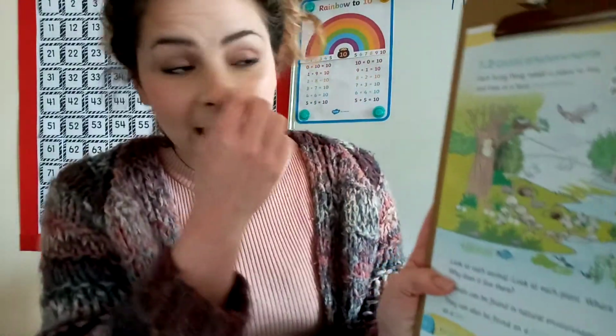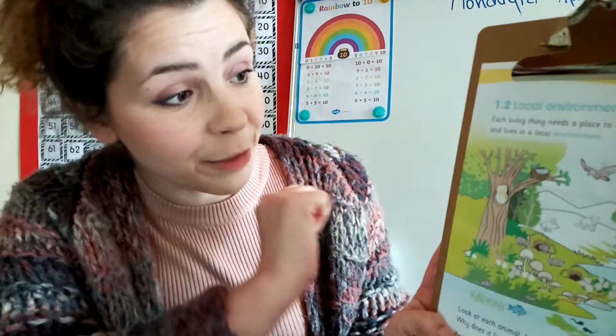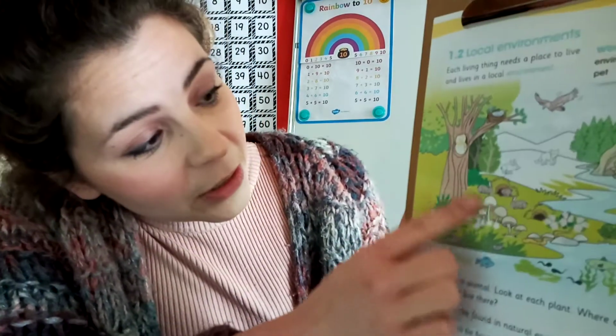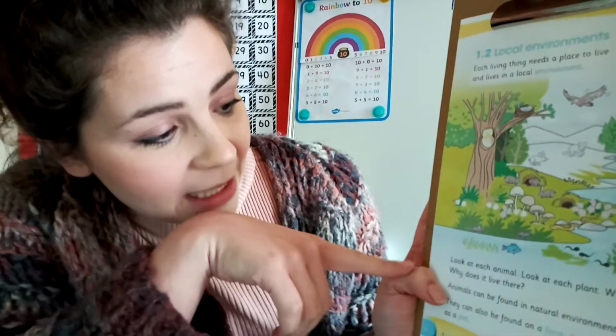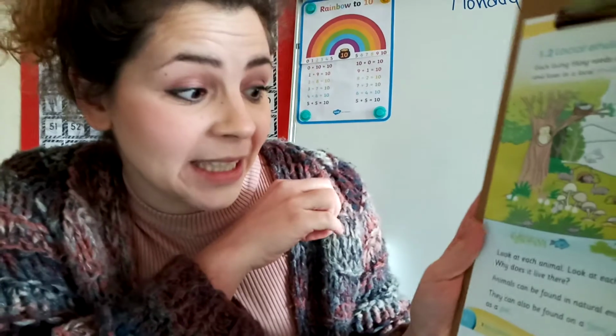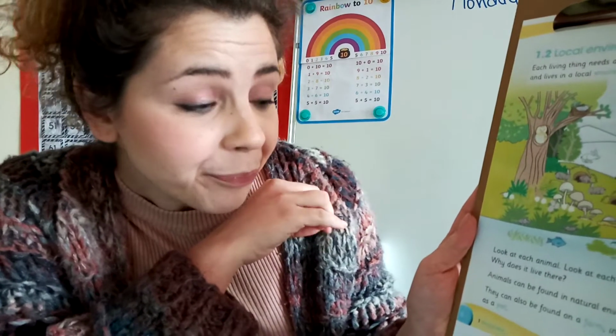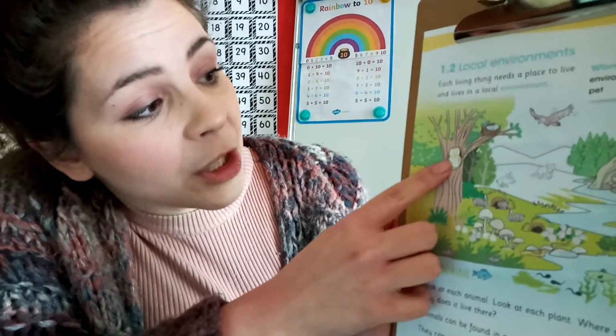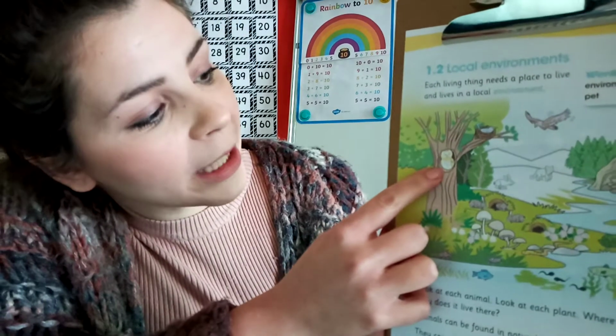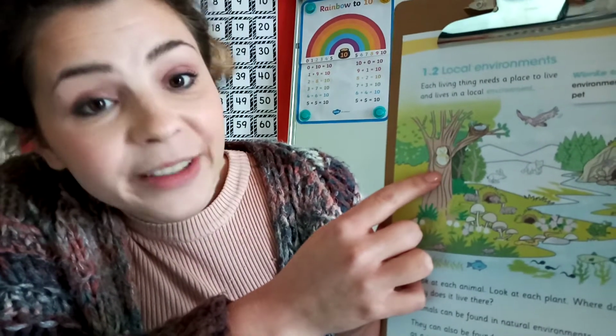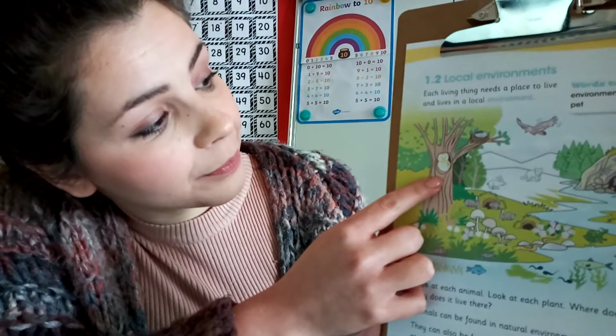So let's take a look at this picture. I also sent it to you, so it might be easier for you if you open it on your computer. But let's take a look at this lovely picture. It says, look at each animal, look at each plant. Where does it live? Why does it live there? So, for example, you have an owl here. This owl lives inside the tree.